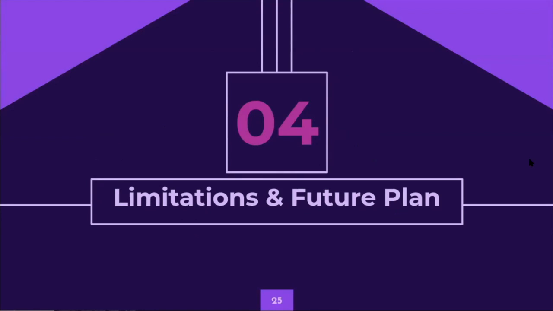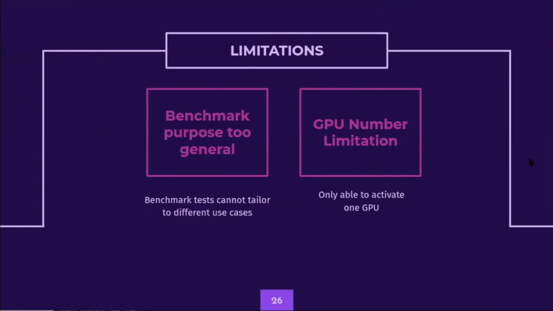Now we want to talk a little bit about our limitations and our future plans. One apparent limitation of our product is that our benchmarking purpose is too general. In other words, the plugin we developed does not fit every use case. Some ChRIS developers may be concerned about memory operations most, but others may be concerned about something completely different. Another thing we should improve is that our plugin only supports a GPU number of 1 now, and that's apparently a limitation, and we're going to improve that in the future.